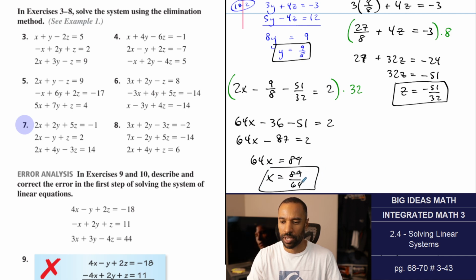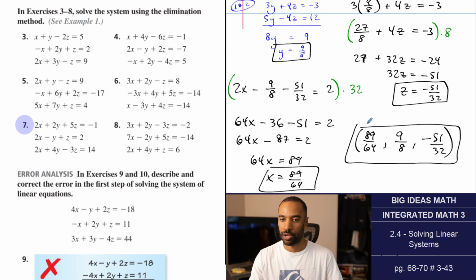I think 89 may in fact be a prime number. So there you have it, and that is the solution set: 89 over 64, 9/8, and -51 over 32. I don't think I did anything wrong. Leave them as fractions if you can. Like I said, I dealt with fractions pretty easily by busting my fractions.